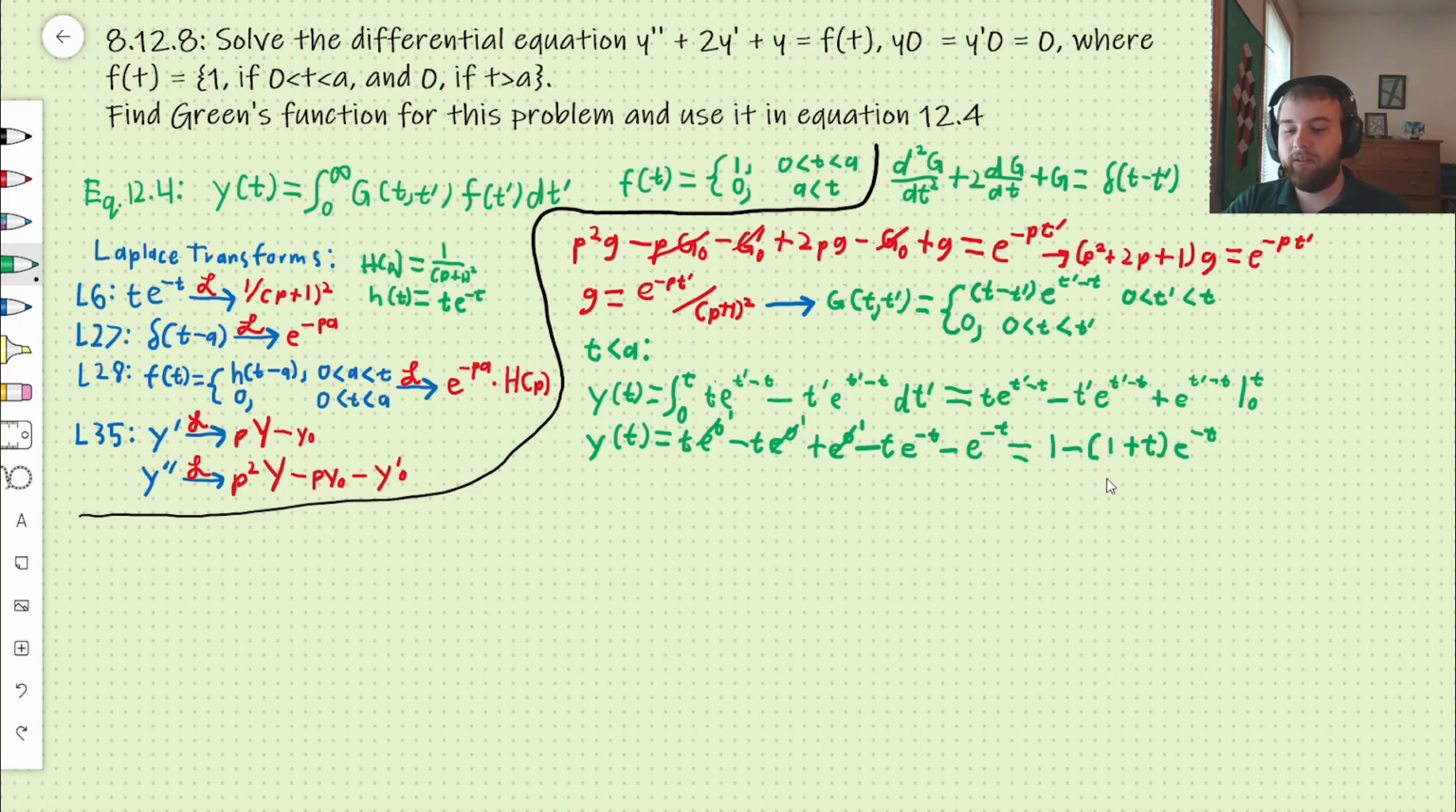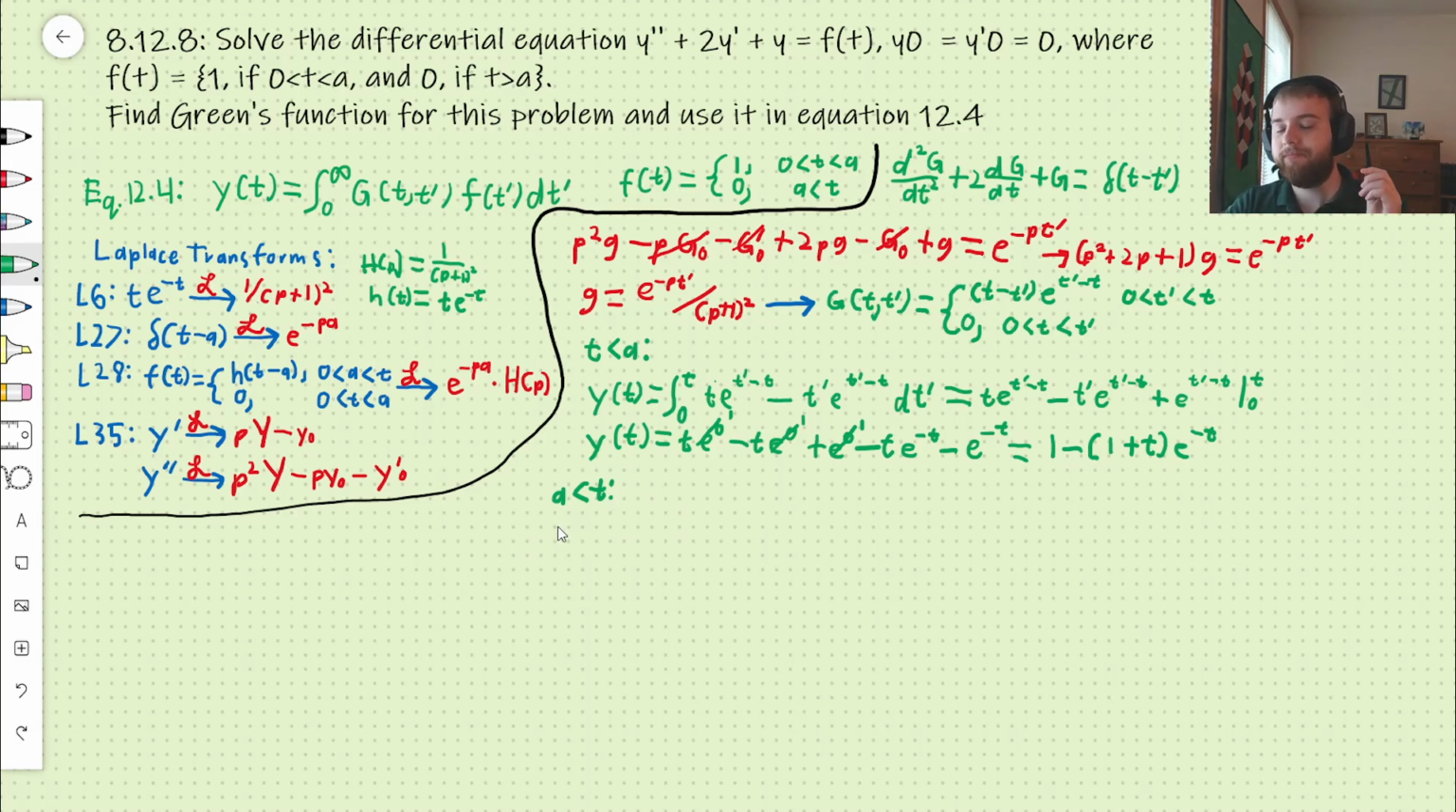So this is exactly how the system behaves when t is less than a, while we are still pushing on it with a force of 1. But there's another situation here, one where we have stopped applying the force and it returns to its original state.